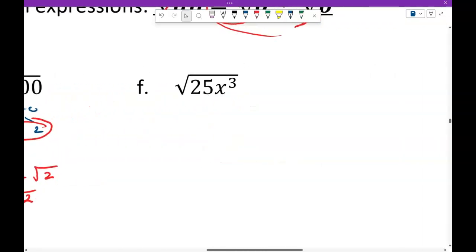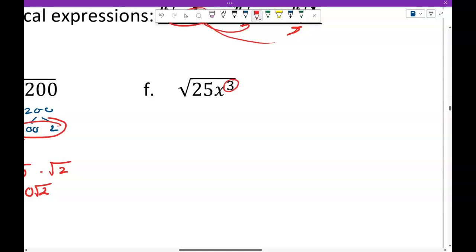When we look at variables, we have to consider that the exponent needs to be divisible by the index. Since 3 is not easily divisible by 2, we need to factor out a factor that is a perfect square. So the square root of 25, that's no issue. But x to the third, we can break into x squared times x. This allows me to take the square root of x squared, leaving me with just x.